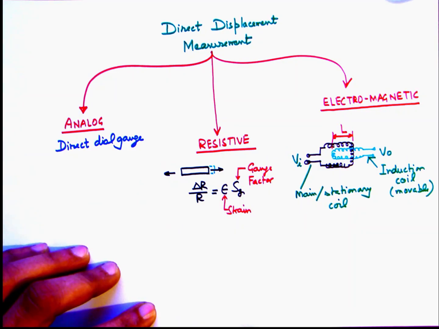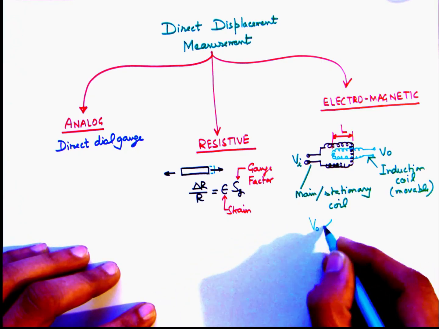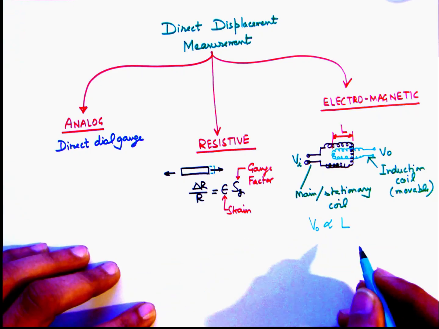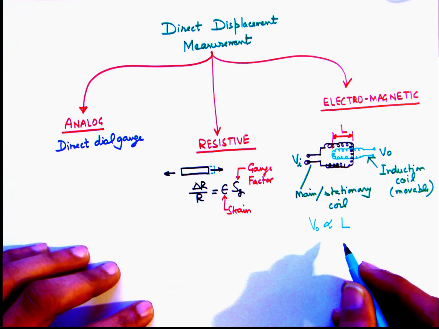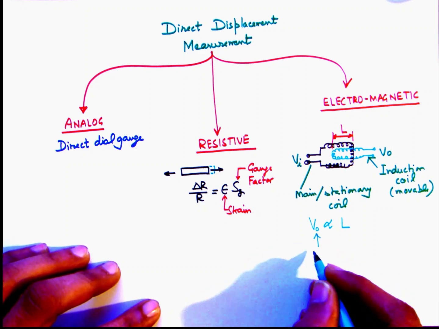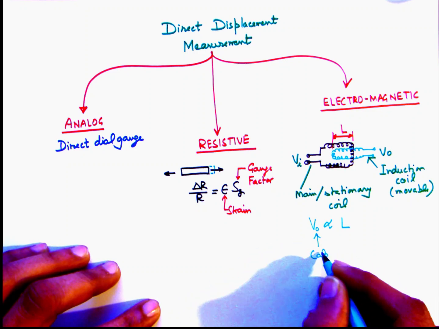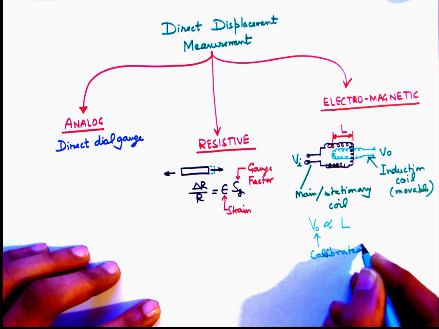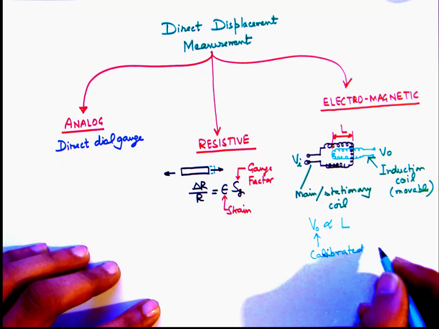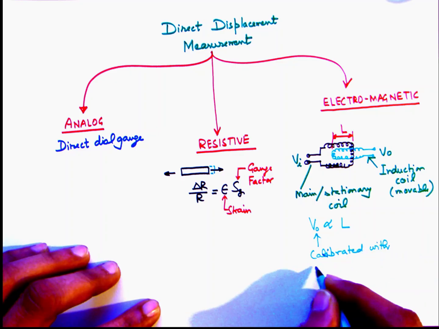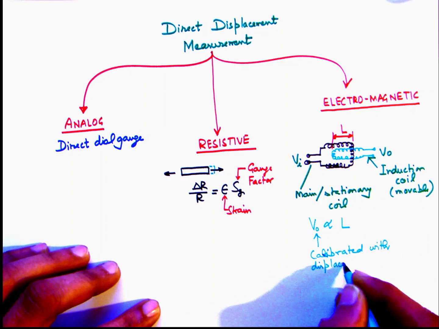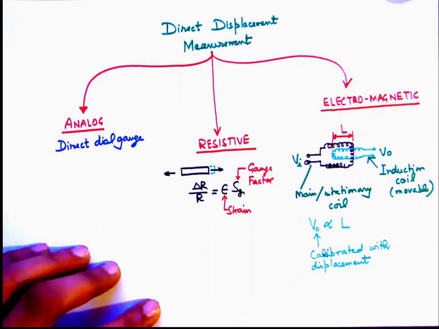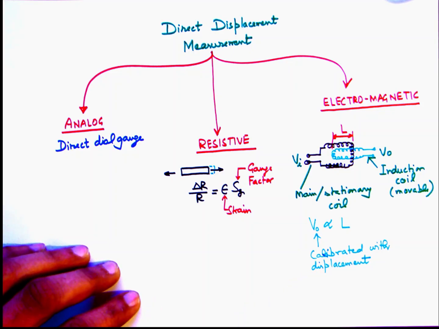So if we are applying, say, Vi across the main or the stationary coil, and if Vo is the voltage induced across the induction coil, then the induced voltage or the output voltage depends on the length of overlapping. So usually the induced voltage Vo is calibrated with the coil length which is overlapping, and in other words this is correlated with the displacement.